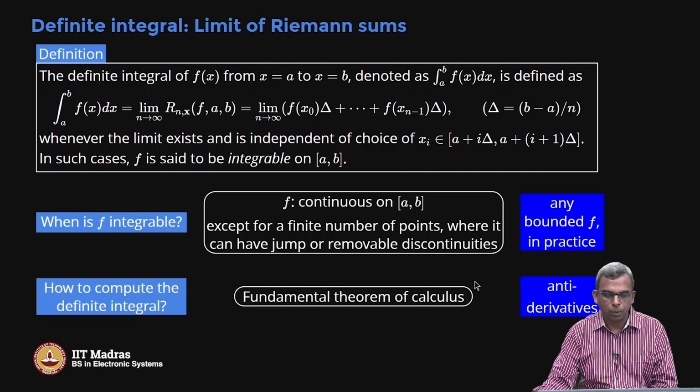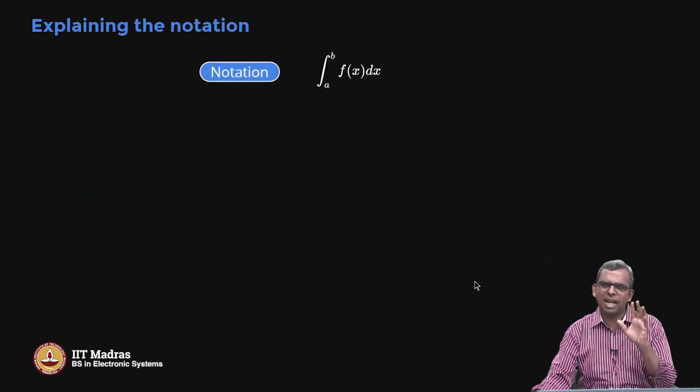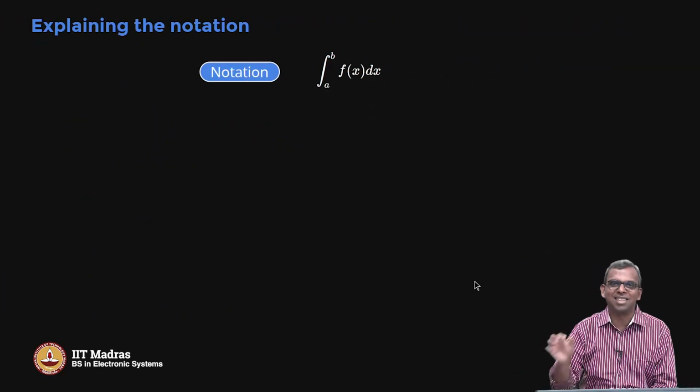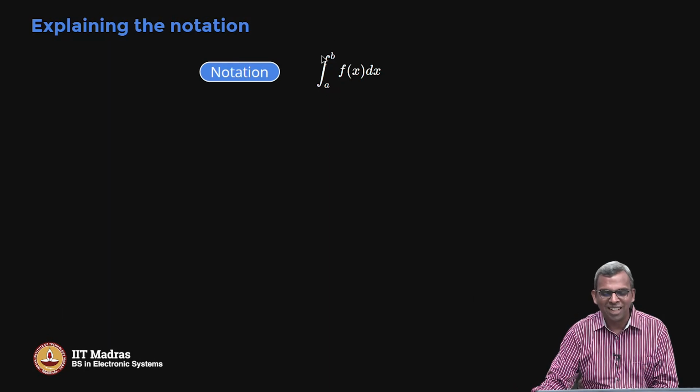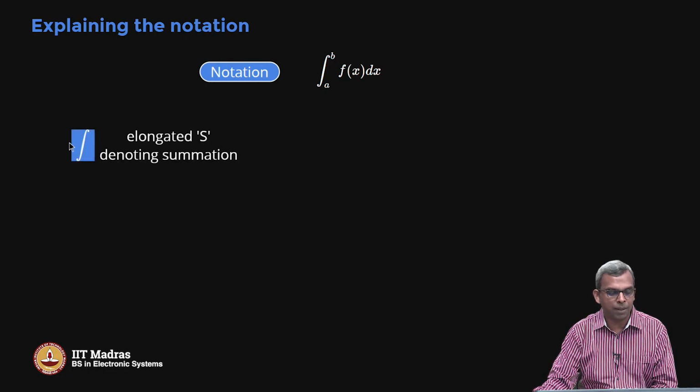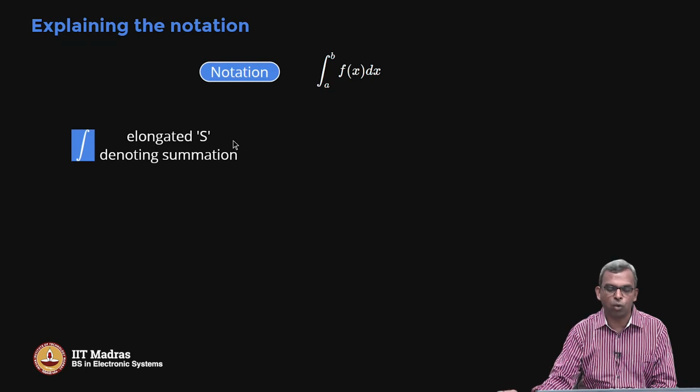Before that, let me just explain the notation once again. It's a strange notation, this integral from a to b of f of x dx, and there are lots of things here. What is dx? What is a, b? Maybe it's clear, but what is this dx? It's a little bit confusing. So I'm going to go through each part of this notation and say what these things are. This integral symbol is like an elongated S, denoting summation. There is a summation involved here.